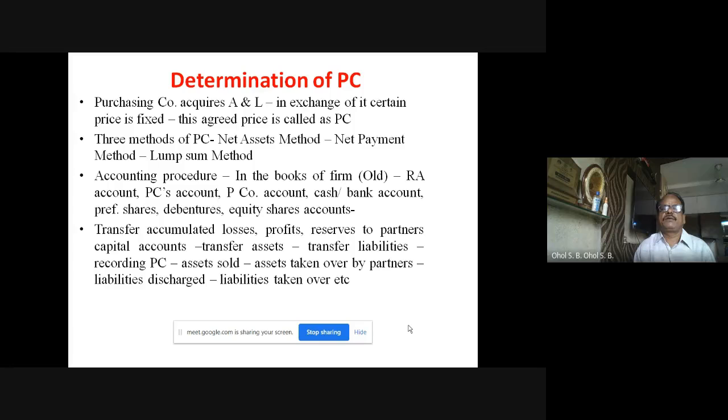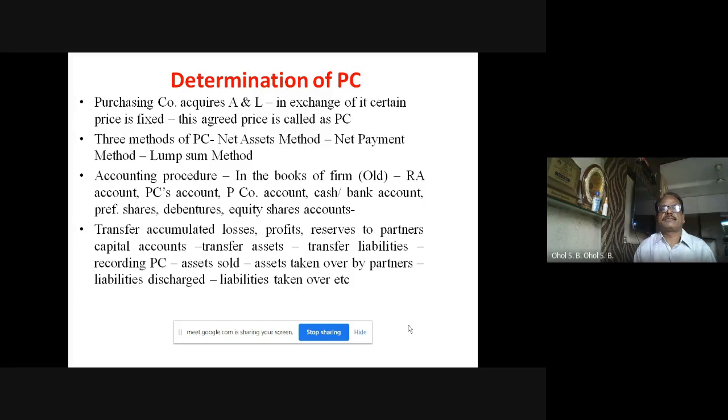And then we prepare the purchasing company account. If we record by new firm account on the credit side of the realization account, then we record purchasing company account on the debit side. So one is credited, another is automatically debited. Then the cash account and bank account are recorded.